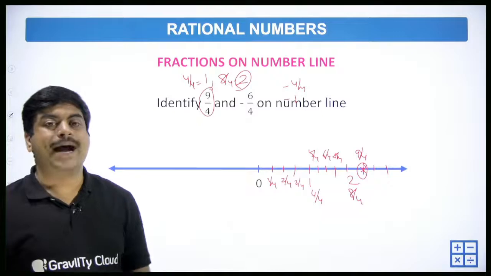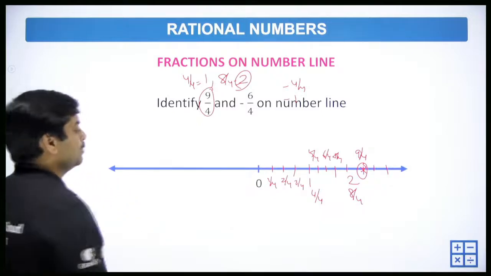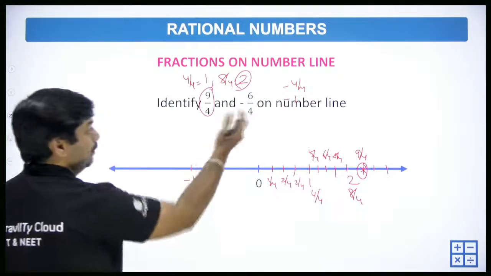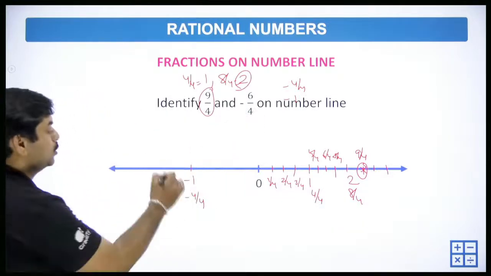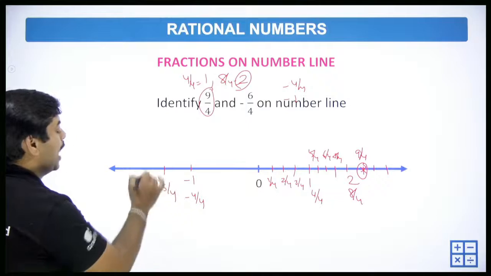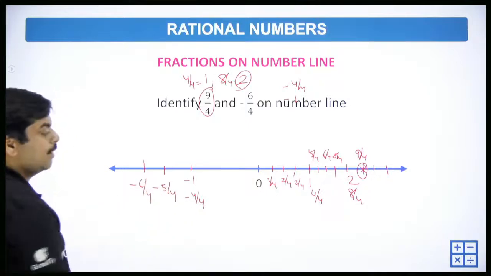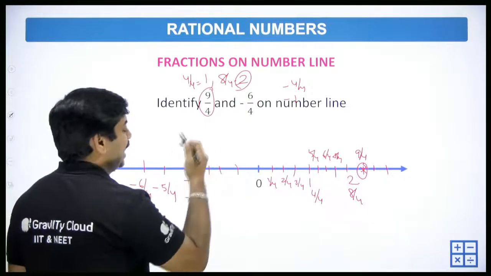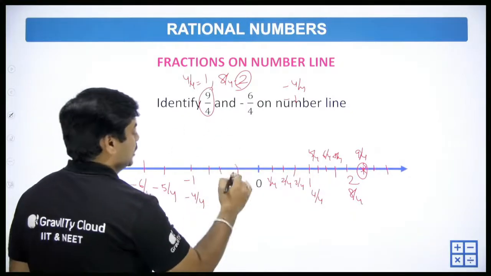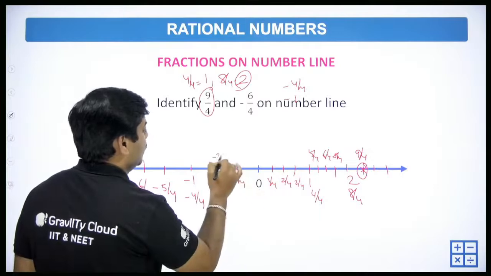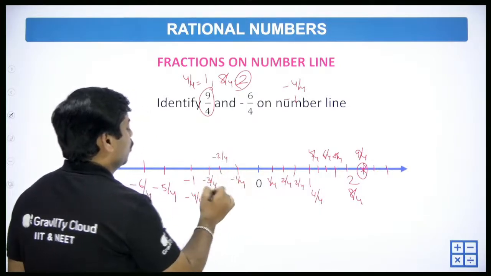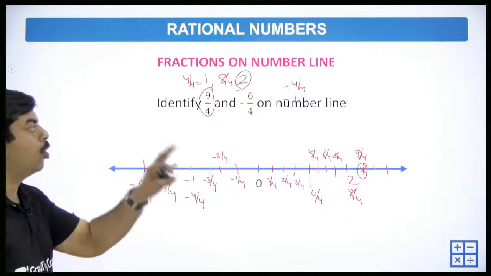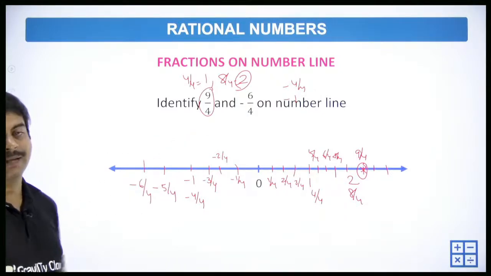Next one, minus 6 by 4. Again from 0 to minus 1, which is minus 4 by 4. But still we need to have minus 6 by 4. So here we have minus 5 by 4, and here we have minus 6 by 4. Between 0 and minus 1, you need to divide into 4 parts with 3 lines. So this is minus 1 by 4, next minus 2 by 4, next minus 3 by 4, and minus 4 by 4. So this is how you can plot all these points on a number line.